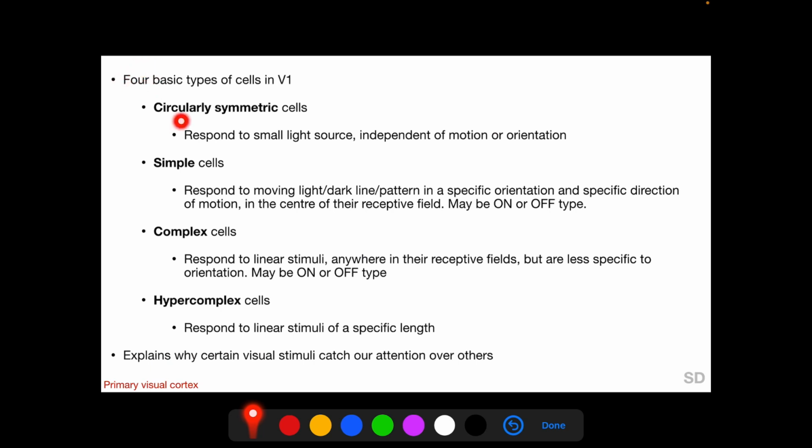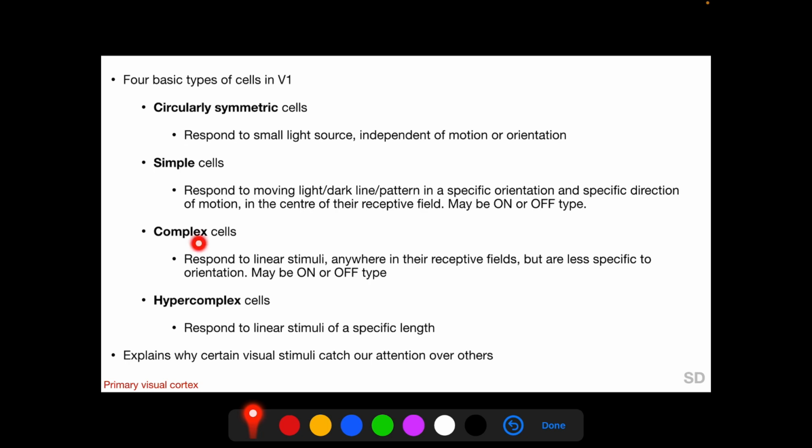The circularly symmetric cells respond to a small light source which is independent of motion or orientation. The simple cells respond to line or pattern, either light or dark, moving in a specific direction and in a specific orientation in the center of their receptive field, and the simple cells may be either on-center or off-center type.